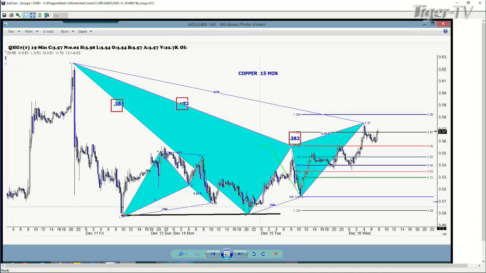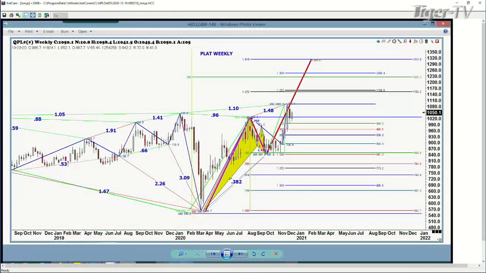Here's what I think in long-term platinum, folks. This has got a real chance. I don't know if it's going to happen or not, but you can see that last ABCD we had, back in October, that was a 382 retracement there at 860. We're now trading at 1050. And so, I still think we're going to go a lot higher in platinum. That 1.618 expansion is at 1320. That's $250. It can do that.